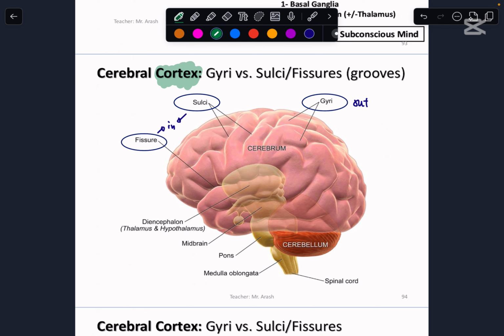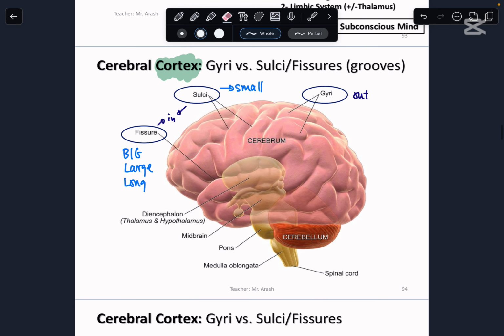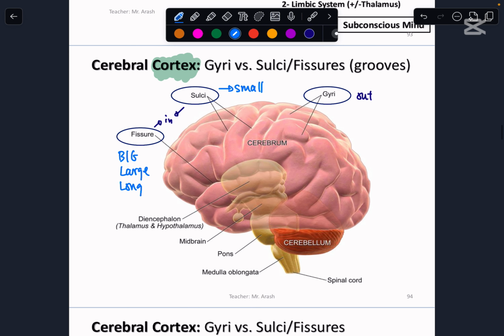If those cuts are small, we call them sulci, and if the cuts are big or large, long, we call them fissures. So fissure and sulci are the same, except fissures are longer. There are a couple of fissures which I'll show you, but I'm going to actually draw them here for you.